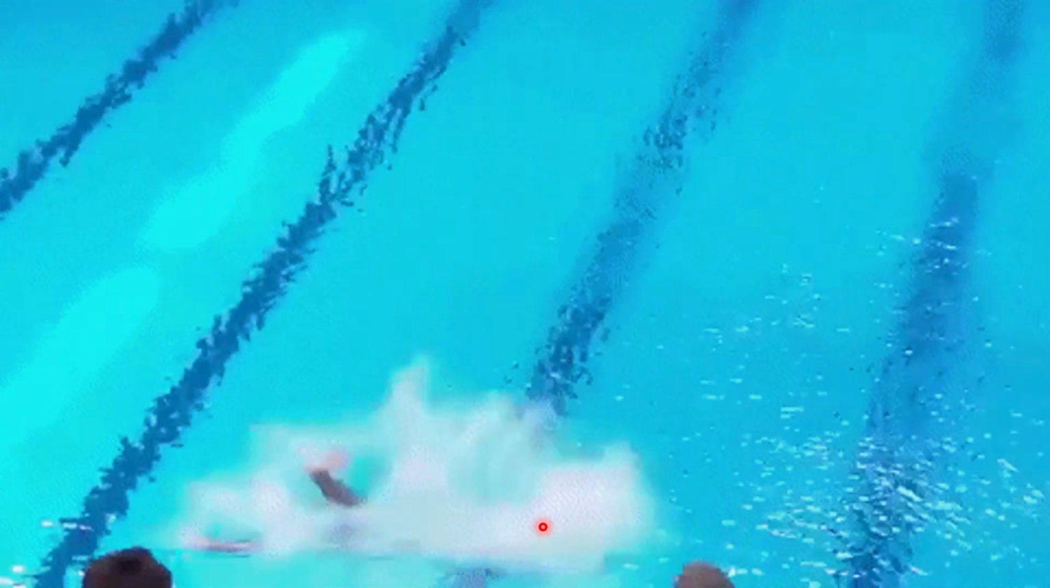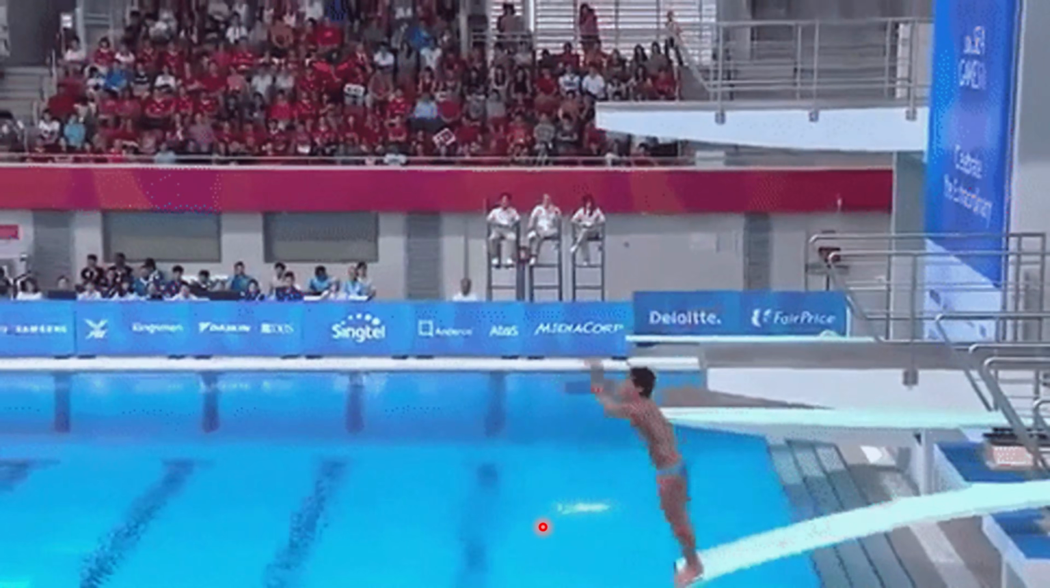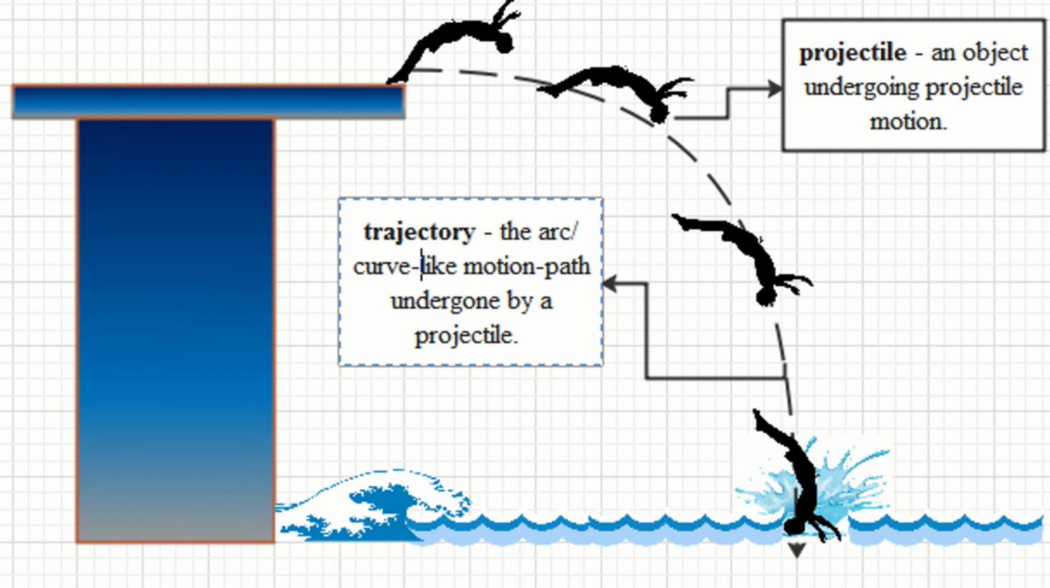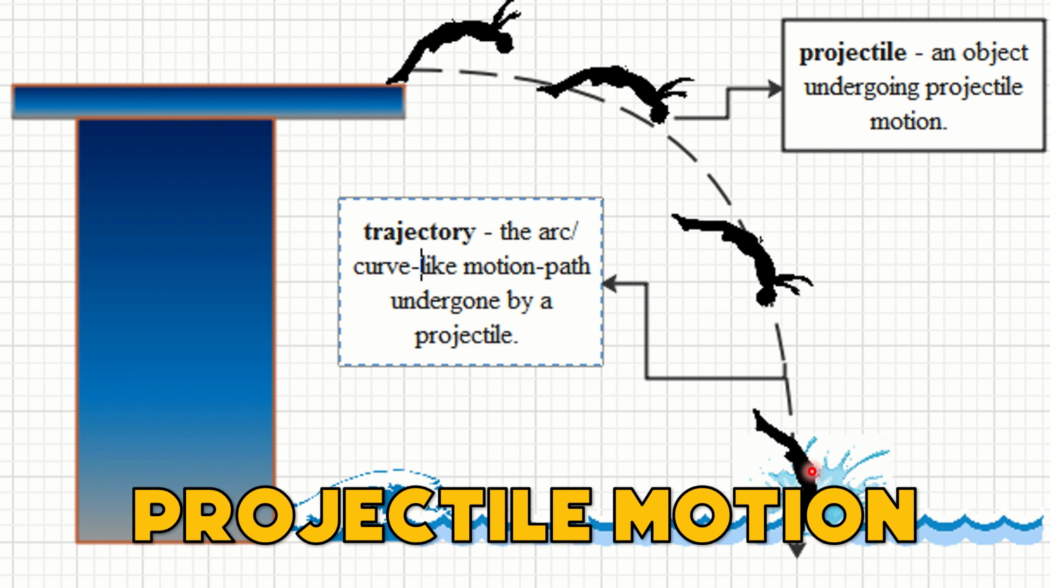Let us take a look at this photo. As you can see, it is a photo of a man diving. The motion of the man as he dives into the water is moving along a curved path due to a natural force called gravitational force or gravity. Gravity is a natural force that causes objects to fall towards the earth. Hence, the acceleration due to gravity is always directed downwards. With this, the motion of the man undergoes projectile motion.